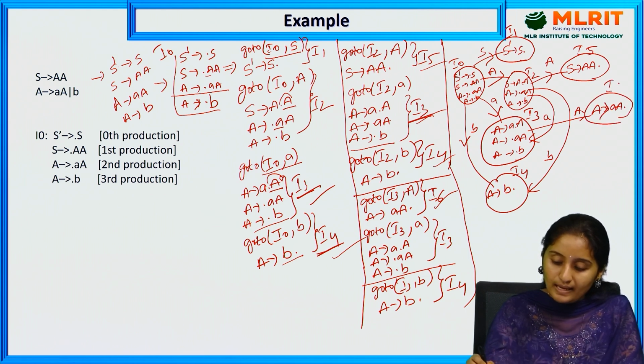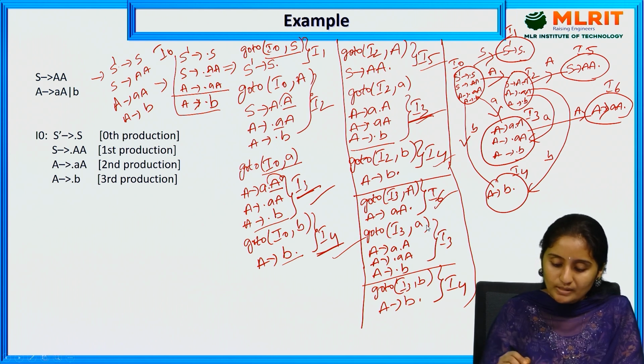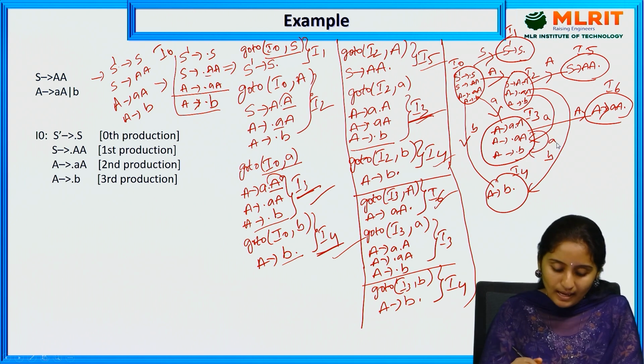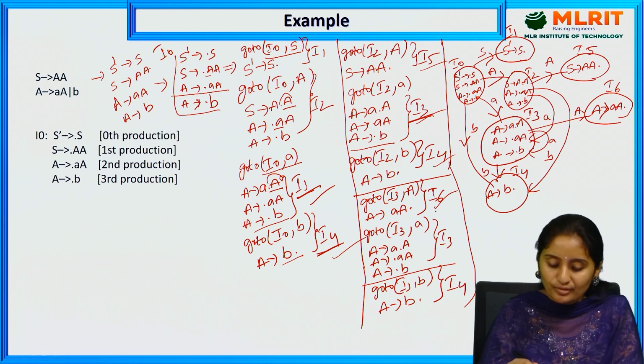It is I6. I3 on small a is moving to itself. I3 on small b is moving to I4. Next, I4 is completed. I5 is the final state.